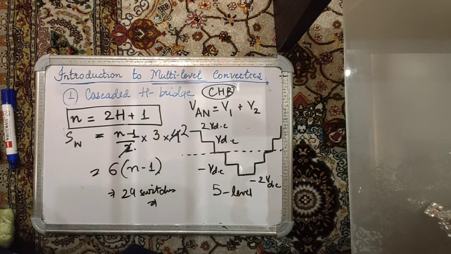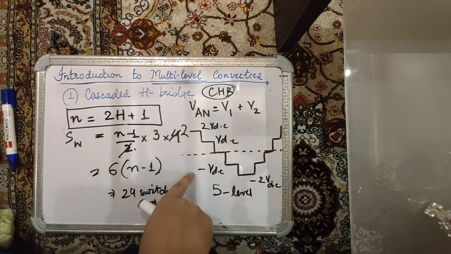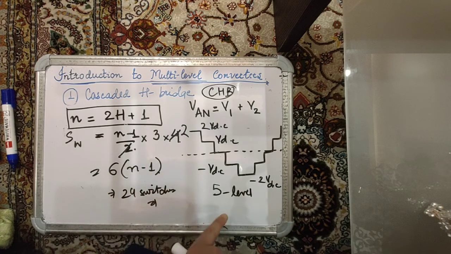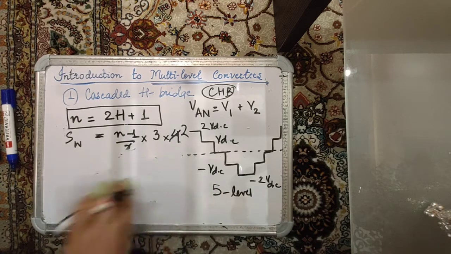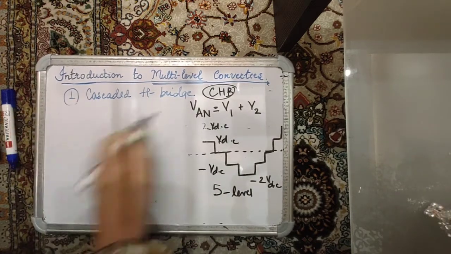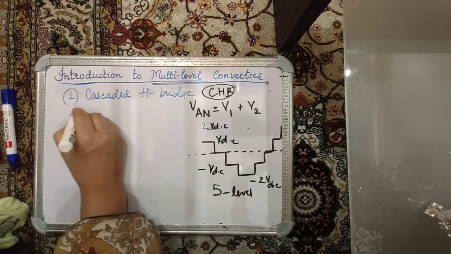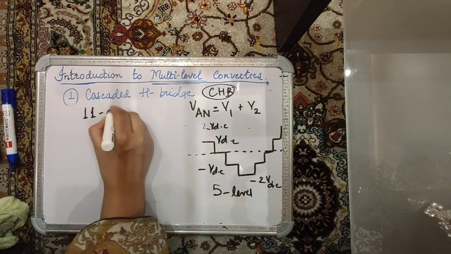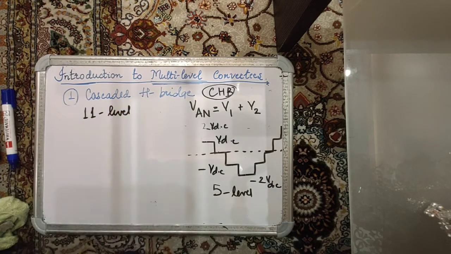Now the good point is that suppose this particular case that we discussed was a 5-level converter. Suppose you require an 11-level waveform. Of course, the higher the number of levels is, the better is the approximation of your sine wave. So suppose you require an 11-level waveform, an 11-level CHB you want to design.